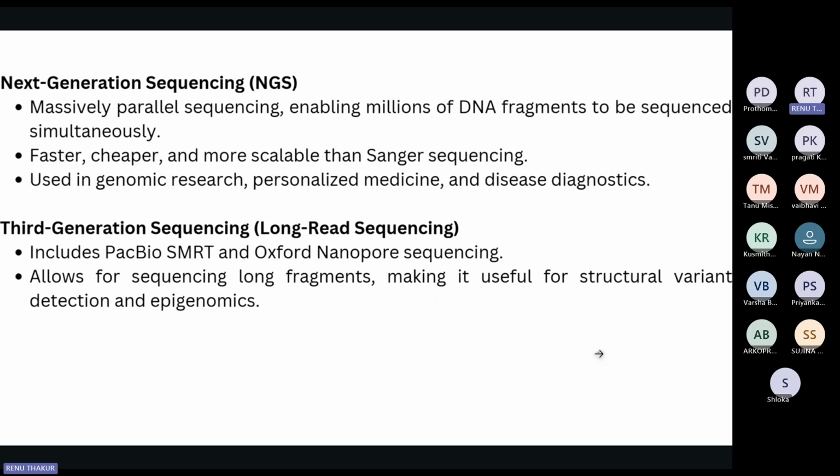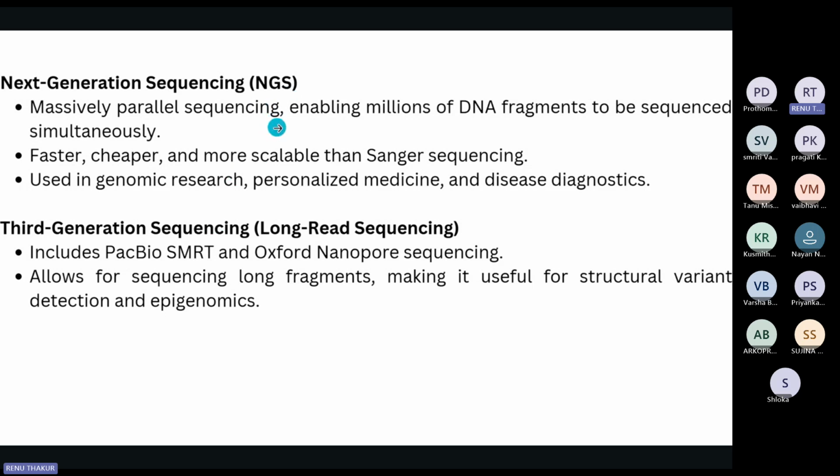Around 2003 to 5, scientists came up with something called next generation sequencing, a massively parallel sequencing method that enabled sequencing of millions of DNA fragments simultaneously. It was faster, cheaper, and more scalable than Sanger sequencing. It was used in genomic research, personalized medicine, and disease diagnostics, and it is still one of the most commonly used methods till date. This is the method that we'll be focusing on in this course.